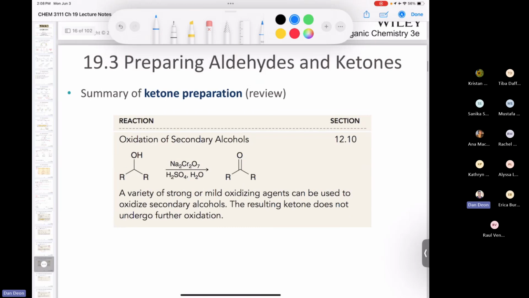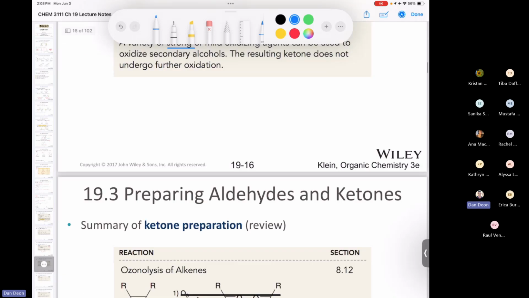What else? Secondary alcohols. If we oxidize those, you can use a strong oxidizing agent, or you can use a mild oxidizing agent too. So to do this reaction, you could also use PCC, Swern, etc. When I say etc., I mean the Dess-Martin reaction. Okay, they all work. All right.